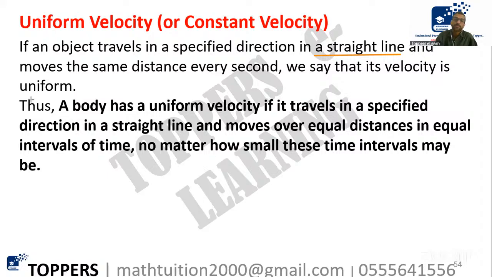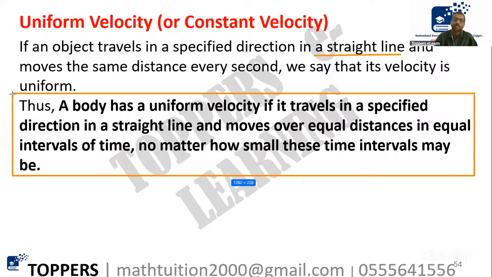From the examination point of view, write this definition. A body has a uniform velocity if it travels in a specified direction in a straight line and moves over equal distance in equal interval of time, no matter how small this time interval may be. In equal intervals of time, it has to cover equal distance in a straight line in a specific direction.